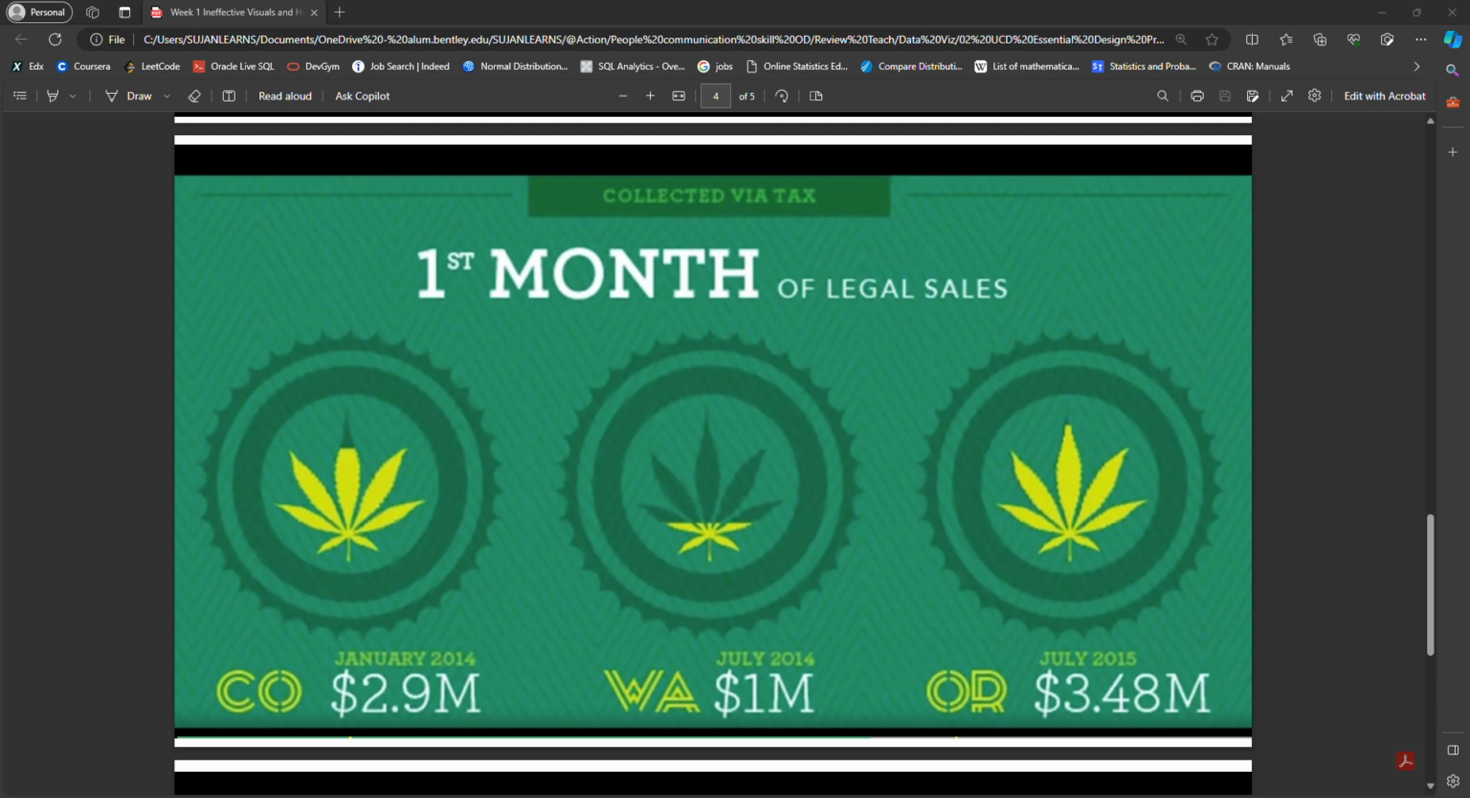And thirdly, the regulations of selling marijuana might be quite different from one state to another. So therefore, it is not fair to use a bar graph in this way.